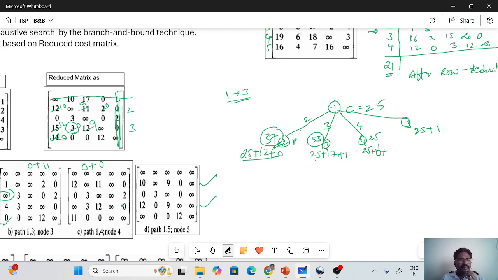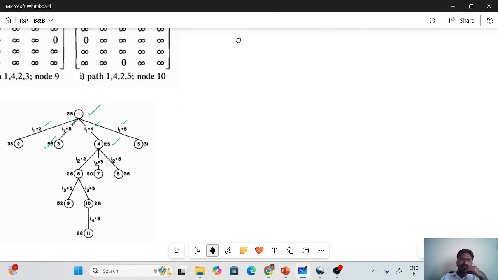Yes, this one. Now think about the column. 0 we have, 0 we have, 0 0. So column is nothing. 2 plus 3, 5. So that we are going to add. So what is the total value? 31. So we are going to give this value.